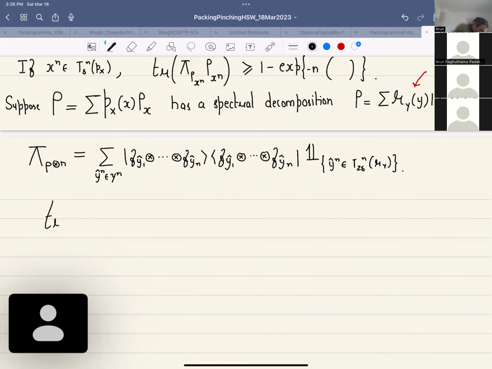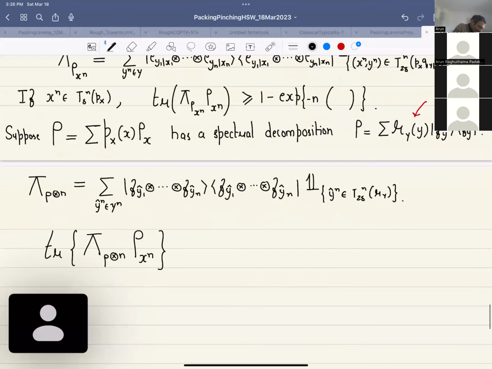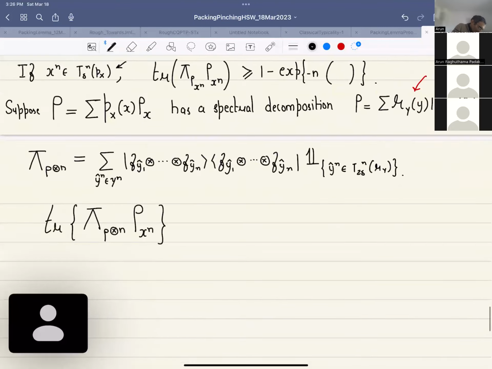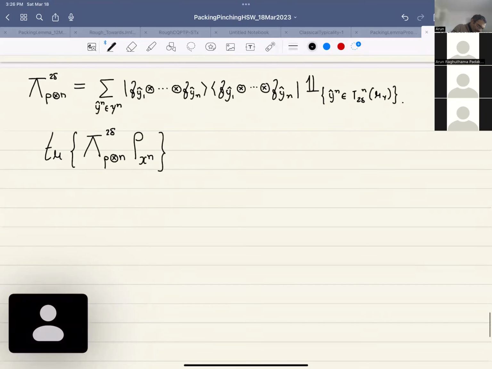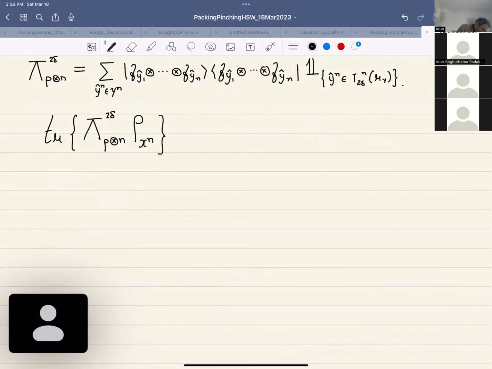Okay. And now what am I looking at? I'm looking at, does this guy overlap greatly with any rho xn I take to be in T delta npx? Will this guy overlap? So I'm just going to put 2 delta here. Okay, just for clarity, 2 delta here. So that's this overlap. Not at all clear, but let's see. So let's compute it.